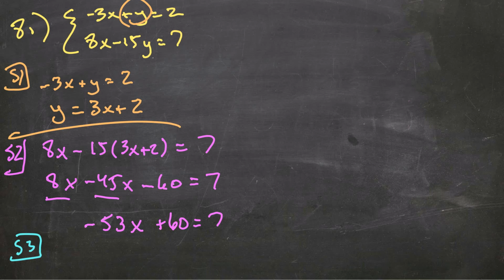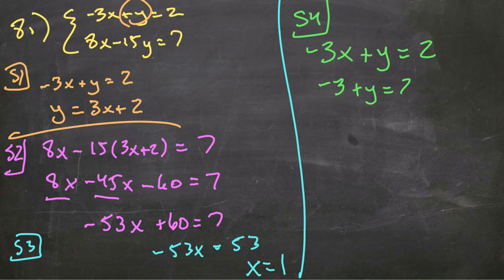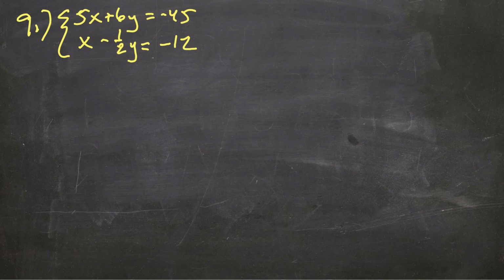So step 3 says I'm going to subtract 60 from both sides. I get minus 53x equals 53, so x equals 1. Step 4 says I'm going to take that 1 and plug it into the original. So I'm going to say minus 3x plus y equals 2. I'm going to plug in 1, so I get minus 3 plus y equals 2, so y equals 5. So that means my ordered pair is going to be 1, 5. And that's it for 8.